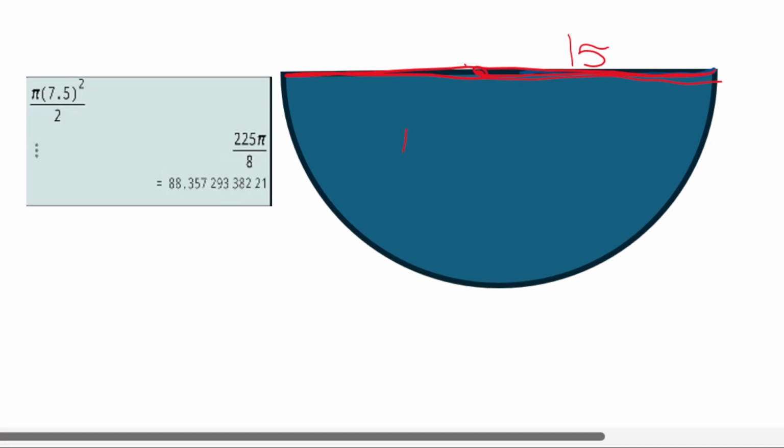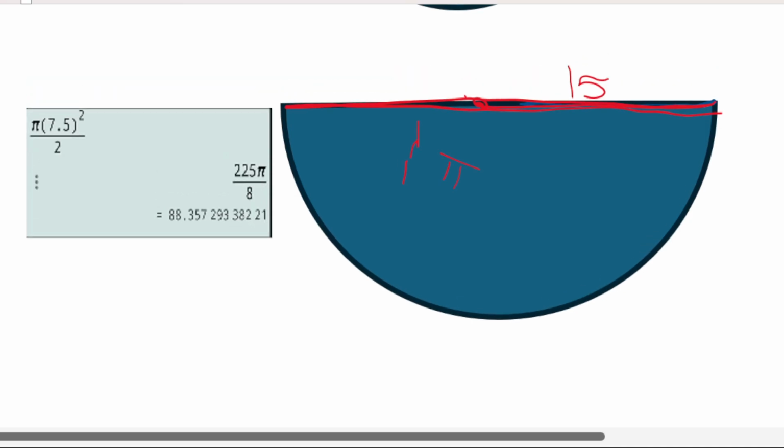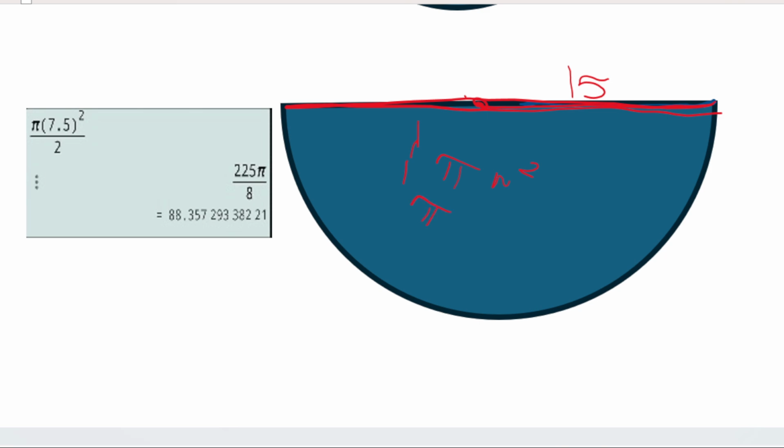The area is pi times the radius squared. The radius is half of the diameter, half of the 15, which is 7.5, squared. This will give you the area of a whole circle. Because this shape is a half circle, we divide by 2. And if you plug that in your calculator, this is how you write it: pi times 7.5 squared divided by 2.